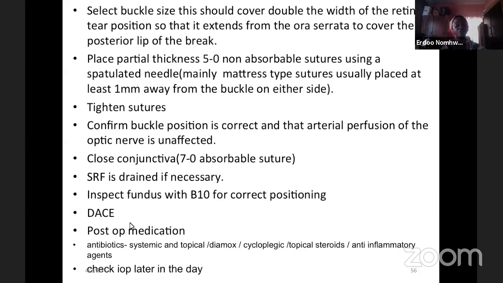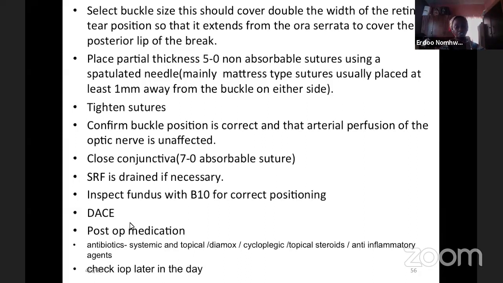Then there's something they call the DACE. This is done in cases where you have an inferior break and you cannot visualize the break. So what some people would say is that they would drain the subretinal fluid and then inject air into the vitreous cavity and then apply your cryotherapy before the scleral buckle explant is put in place.